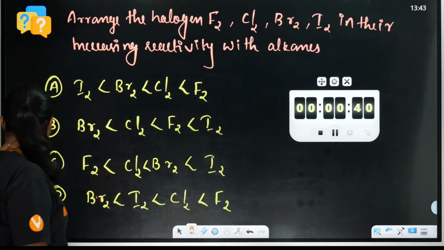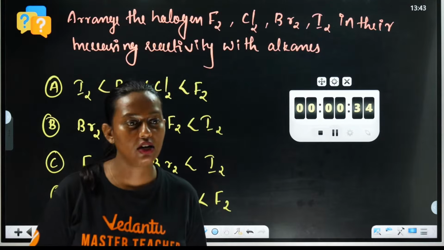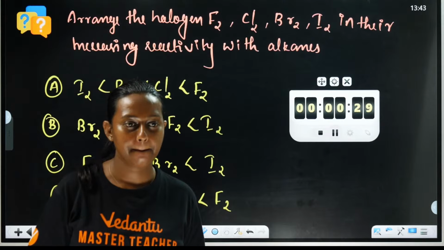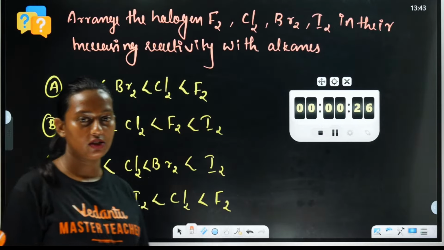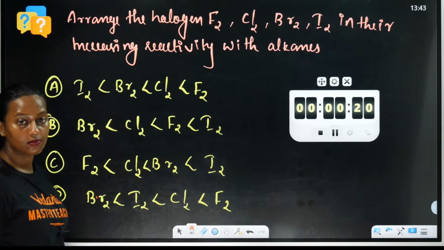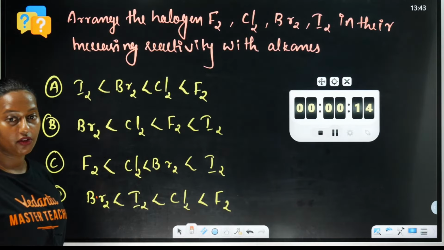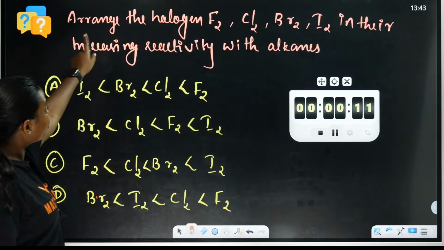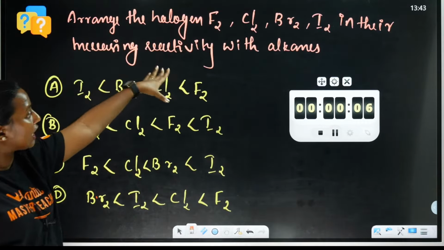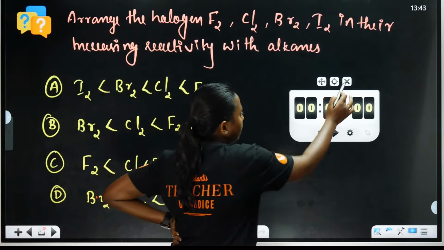Very easy question. No doubt. Everyone is saying C only. Yes, time up.